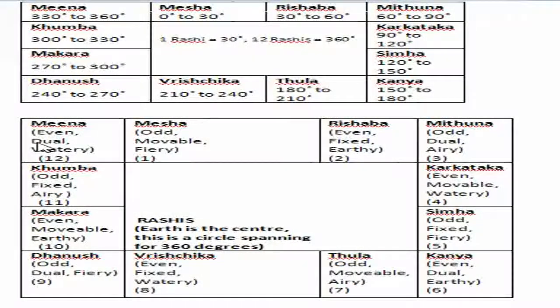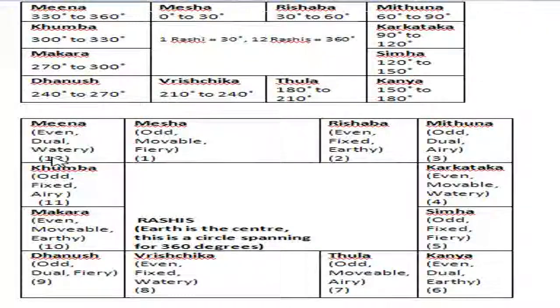So this alternates. Similarly, whether it is fiery, earthy, airy or watery. The first sign is fiery, second is earthy, third is airy and then it is watery. So fire, earth, air, water. This repeats through the zodiac. All this has got significance.